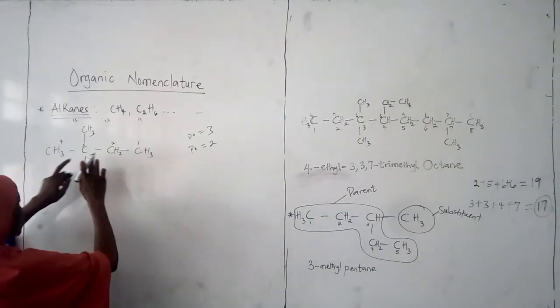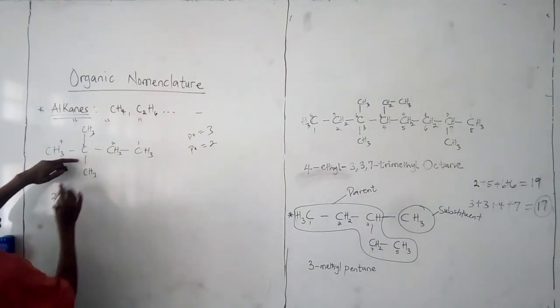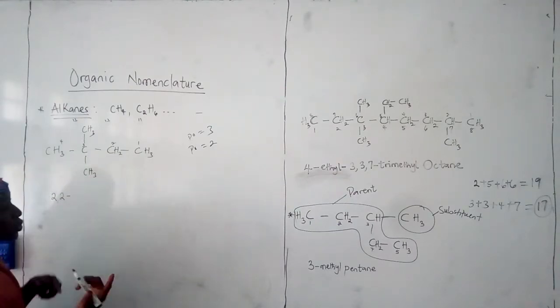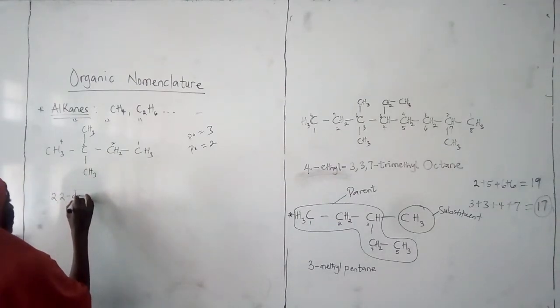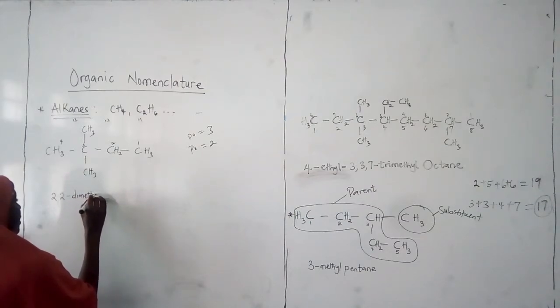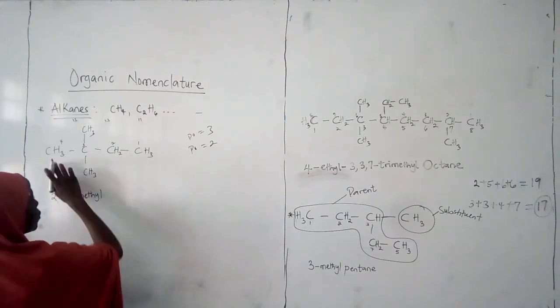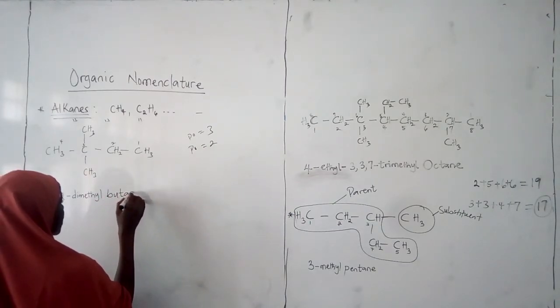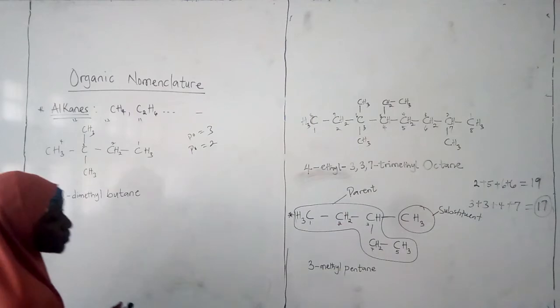So we have 1, 2. We're going to be 2. Since we have two methyl groups, we have 2, 2. I said 2 is what? Di. 2, 2 dimethyl. 1, 2, 3, 4. Our parent is butane. 2, 2 dimethyl butane.